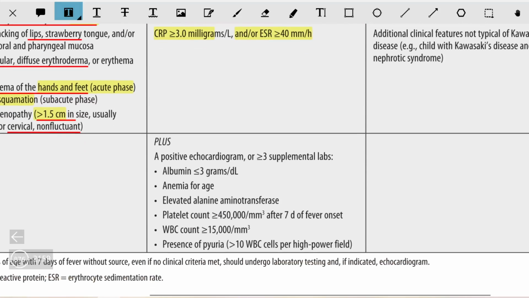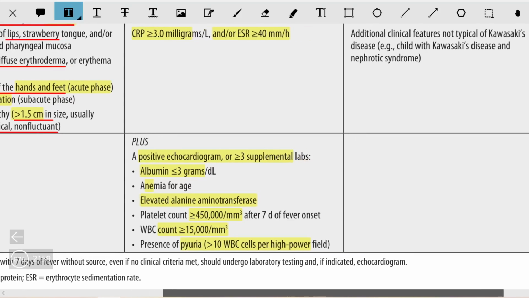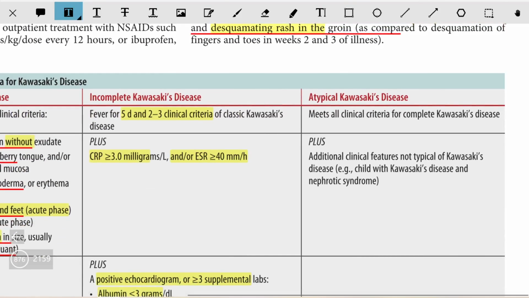Along with it, there may be a positive echocardiogram or at least 3 supplemental labs, such as albumin less than 3 grams, anemia for the age, liver involvement with elevated ALT, alanine aminotransferase, platelets more than or equal to 450,000 per cubic millimeter after 7 days of fever onset, a WBC count of more than 15,000 per cubic millimeter, and presence of pyuria with more than 10 WBC cells per high power field. This is the incomplete one.